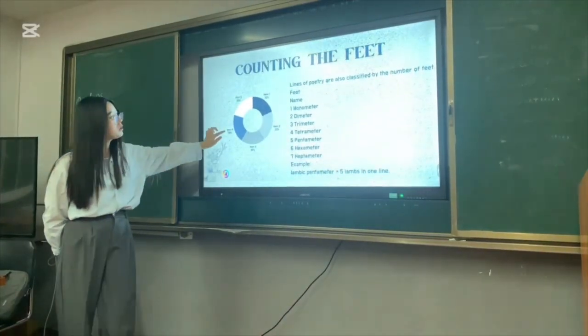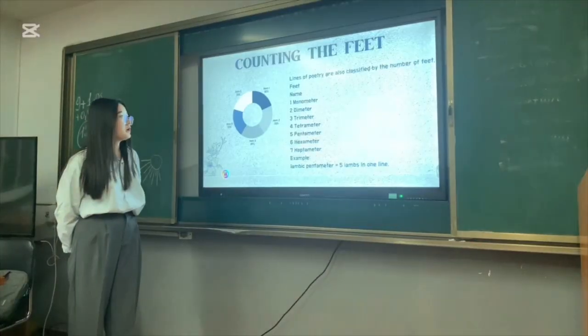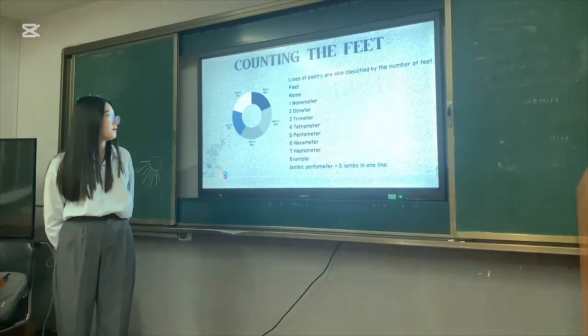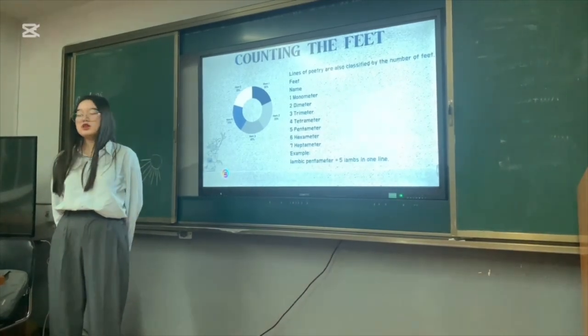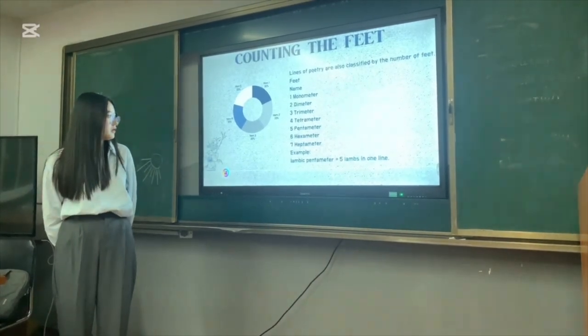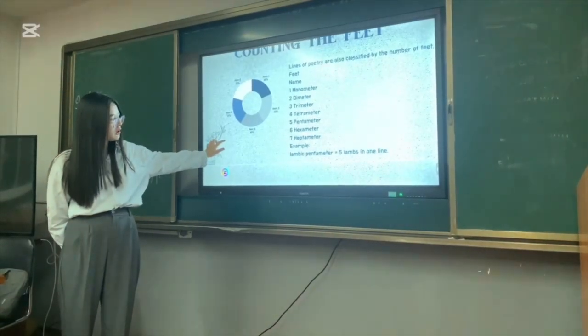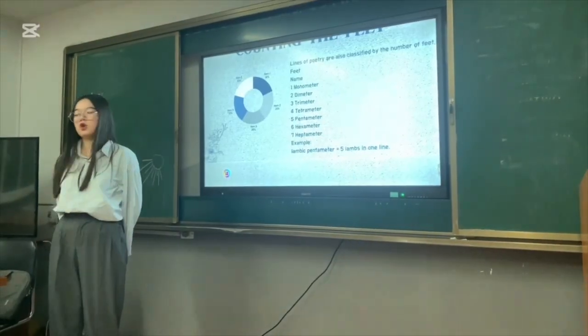So, coming to the feet. Lines of poetry are also classified by number of feet, meaning monometer, dimeter, trimeter, tetrameter, and pentameter, and hexameter. For example, pentameter has 5 feet in one line.